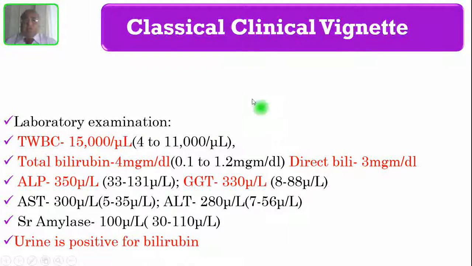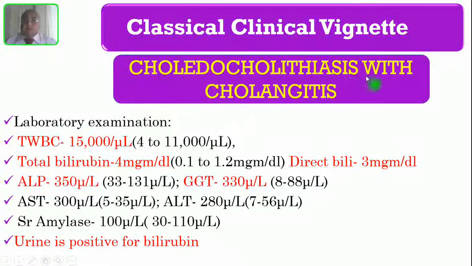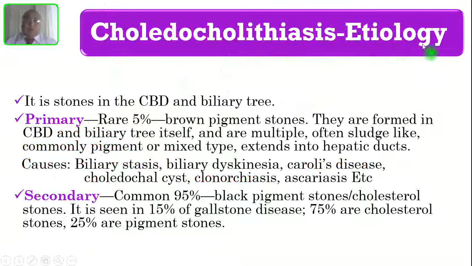So with these clinical findings, what is your diagnosis? Probably it is a case of choledocholithiasis associated with cholangitis. So what is choledocholithiasis? It is stones in the common bile duct or anywhere in the biliary tree. This can be divided into two broad categories.